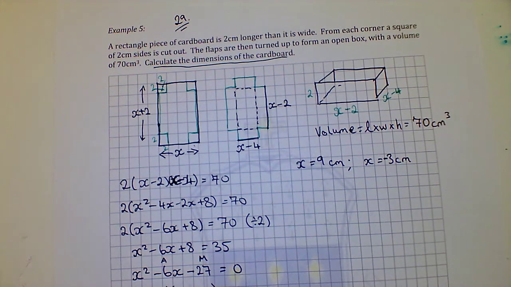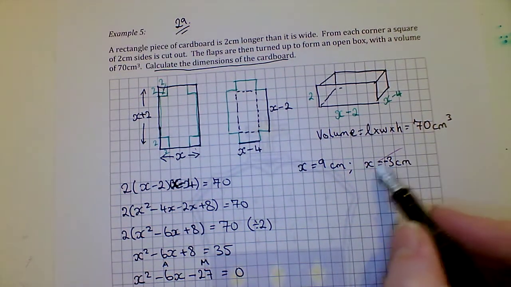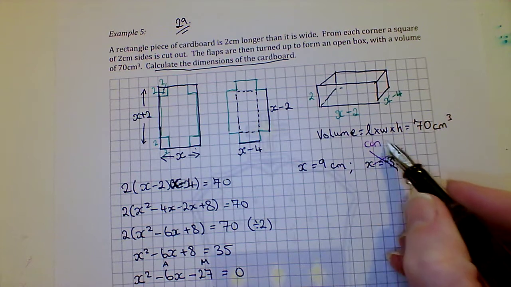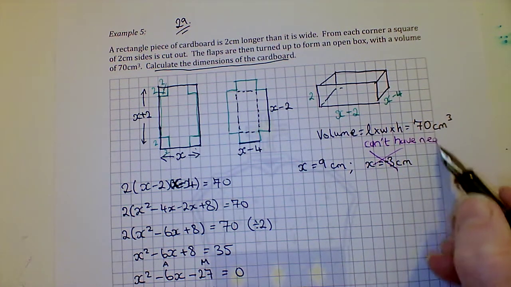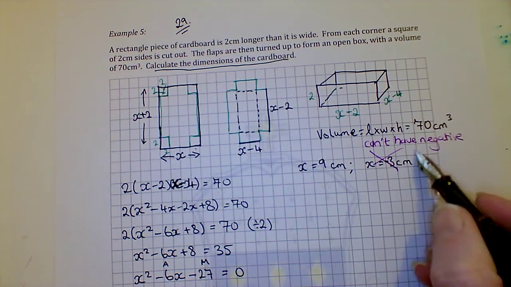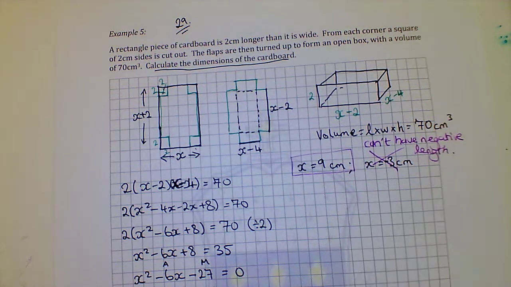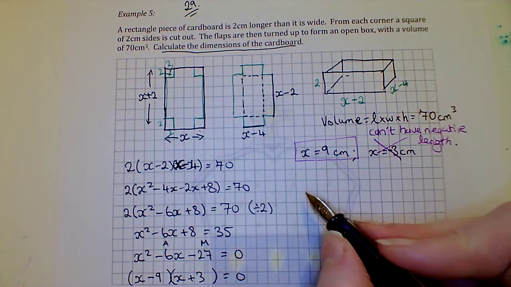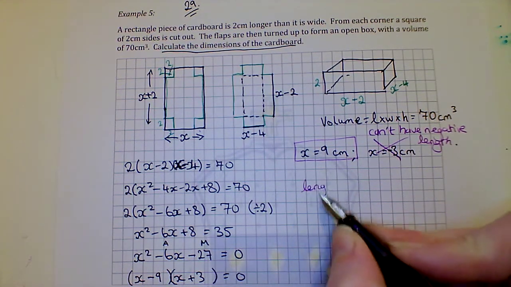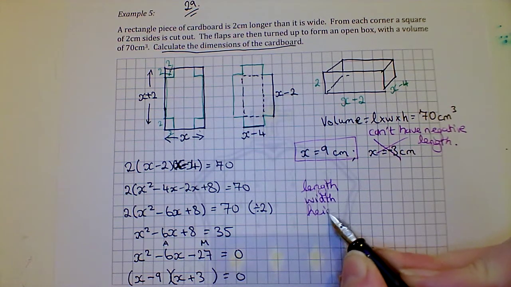Now, x is width. If x was minus 3 centimeters, this would be minus 7. We can't have a negative distance, so we discard this answer. Can't have a negative length. So the only valid answer is that x is equal to 9 centimeters. We haven't answered the question yet. They want the length, the width, and the height of the box.